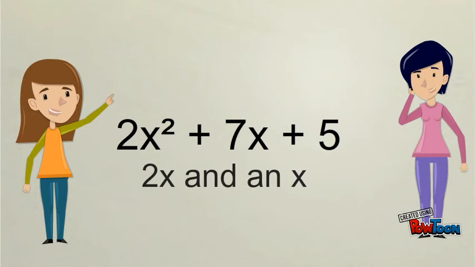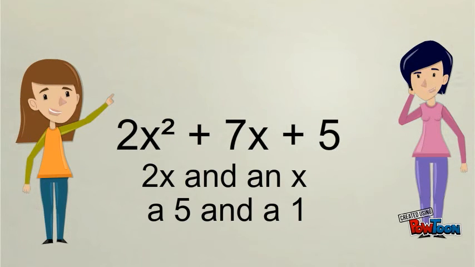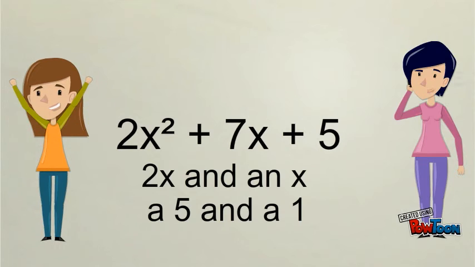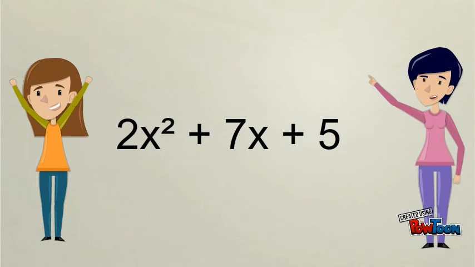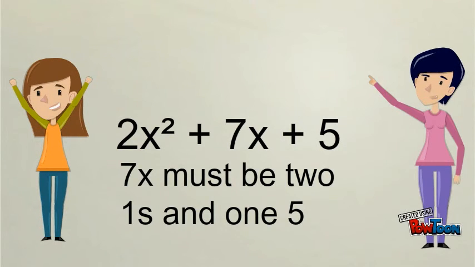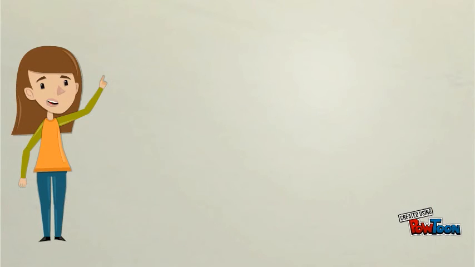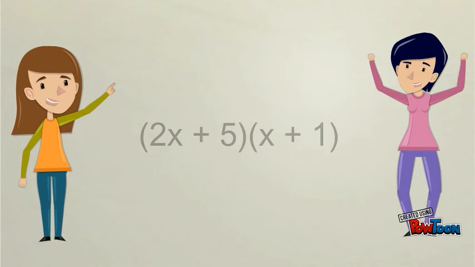Right, so I know there's a 2x and an x. There must be a 5 and a 1 too, because I know there's only one way to make 5. That's right, 5 is a prime number. That helps. And 7x must be 2 1s and 1 5. What did that mean again? It means the 1 and the 2x can't be in the same bracket. Right, so it's 2x plus 5 times x plus 1. Got it.